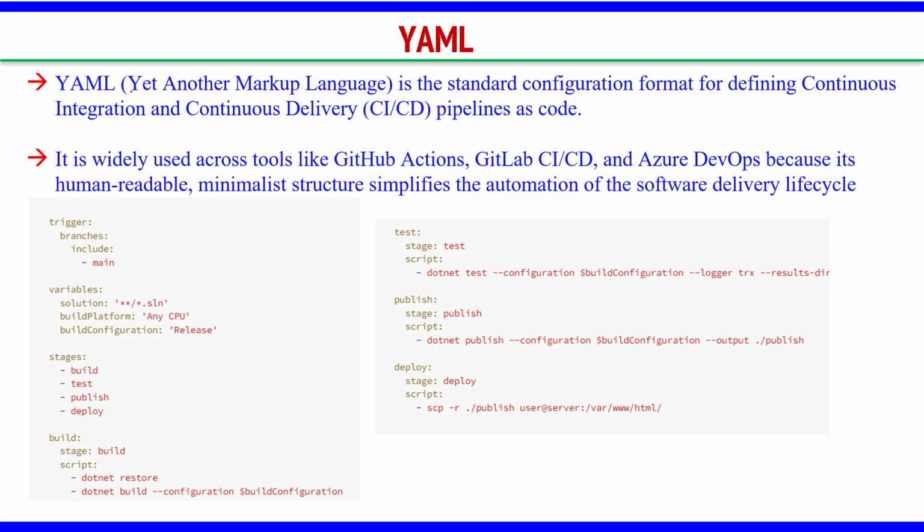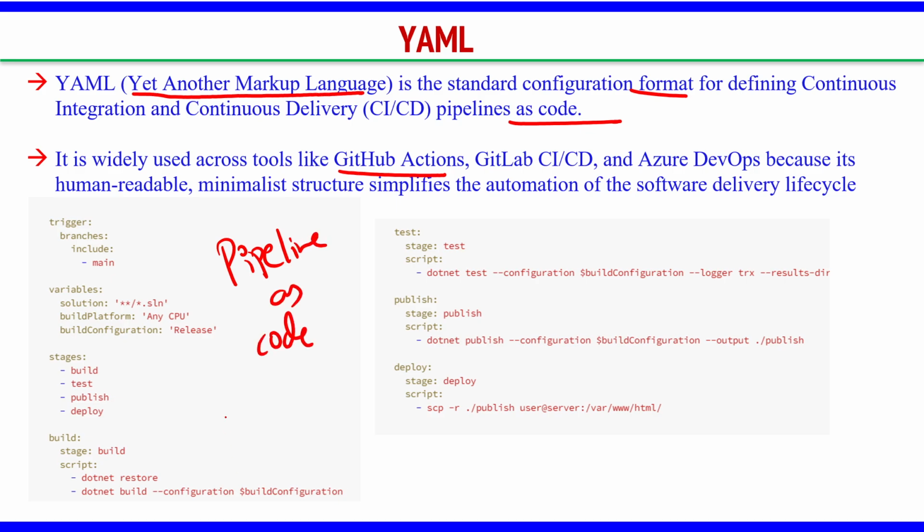YAML stands for yet another markup language, a standard configuration format for defining CI/CD pipelines as code. It is widely used across tools like GitHub Actions, GitLab CI/CD, Azure DevOps, and so many other tools. This is an example of pipeline as code. It means a pipeline has been defined by writing code, and the file in which I write this pipeline code is called a YAML file. We call it a YAML configuration file.